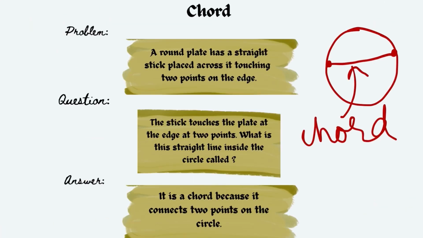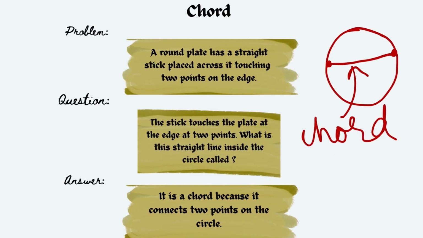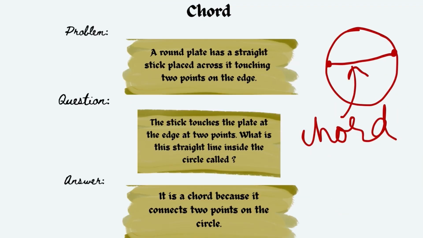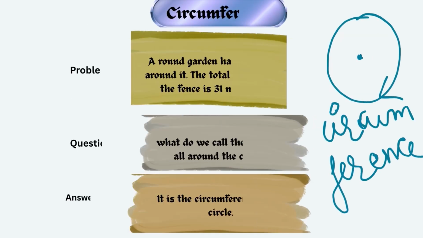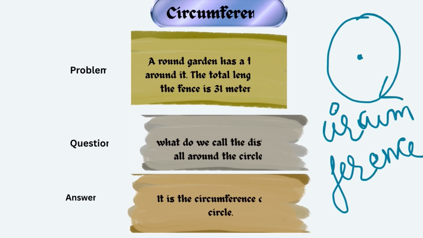Now let's see a problem based on chord. What is a chord? Suppose we have a round plate and it has a straight stick placed across it, touching two points on the edge. That is a chord because it is connecting 2 points on the circle. Okay. The circumference is the boundary of the circle, right?